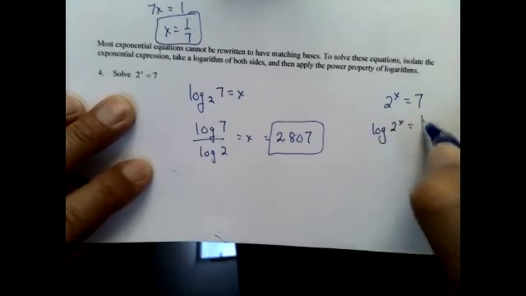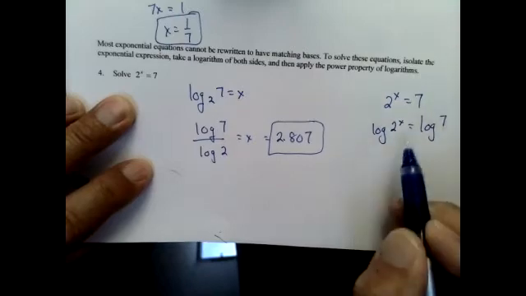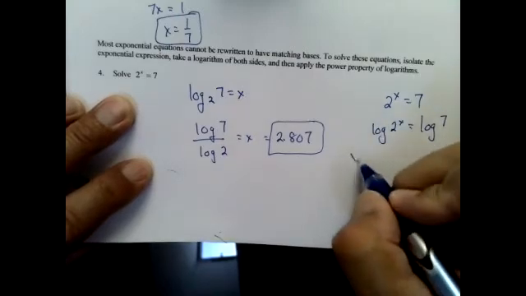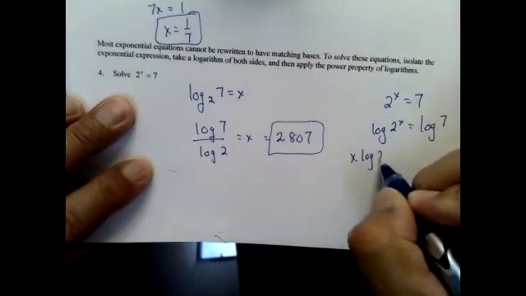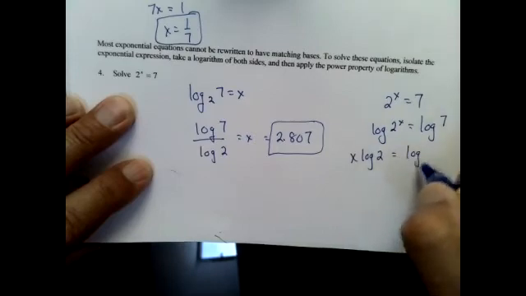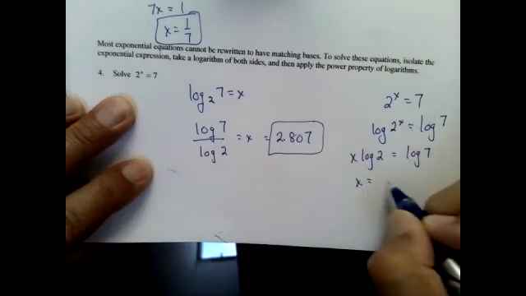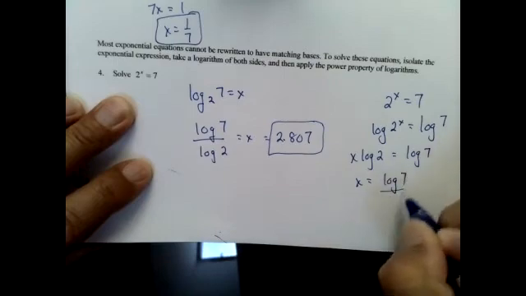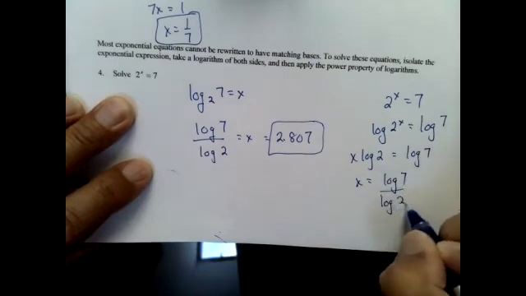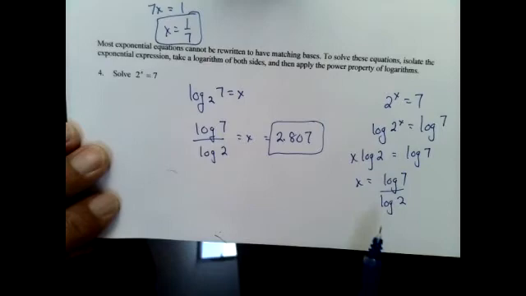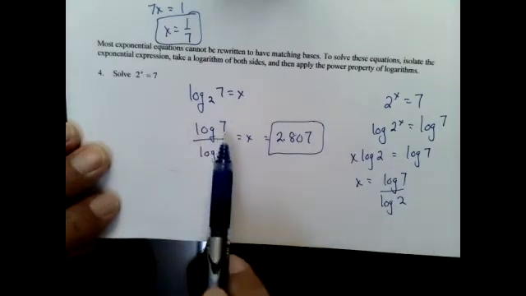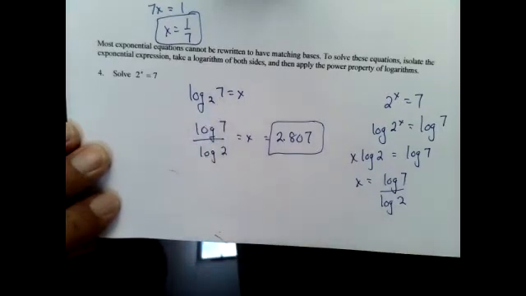2 to the x equals log of 7. By my power rule, the x comes to the front. And then I divide by log 2. And that's where that base change rule comes into play. Yep, right there it is. It's a good review of that.